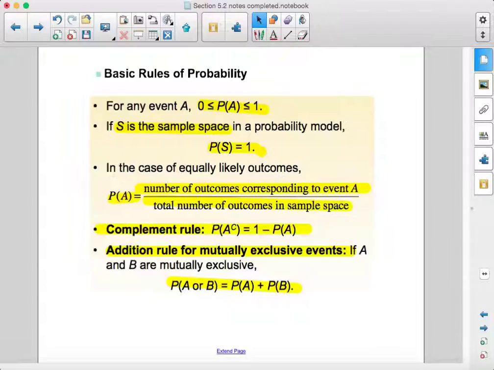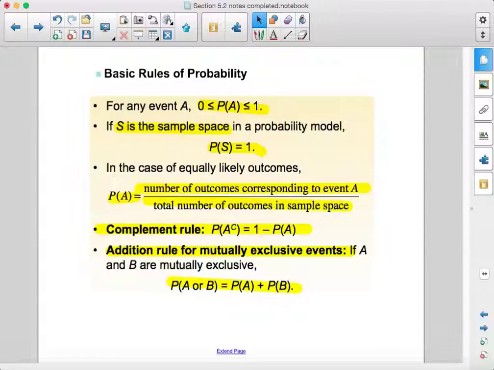A probability of 0 means that the event will never occur, and a probability of 1 means the event will always occur. If S is the sample space, the probability of S equals 1. That just means if you add up the probability of all possible outcomes, it should sum to 1. Third rule, if all outcomes are equally likely, then to find the probability of event A, you just take the number of outcomes corresponding to event A divided by total number of outcomes.